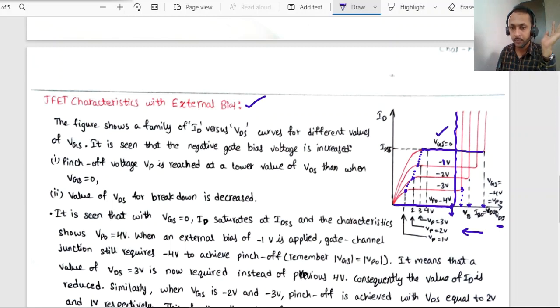For example, at this point, does A point come first or does some D point occur first? A point only will occur first. For this graph, the gate source voltage VGS is minus 4 volts, whereas for this graph, the gate source voltage VGS is 0 volts. Very, very important.